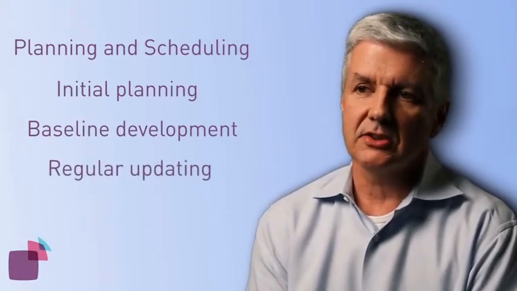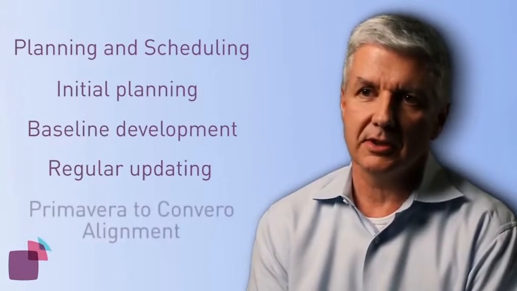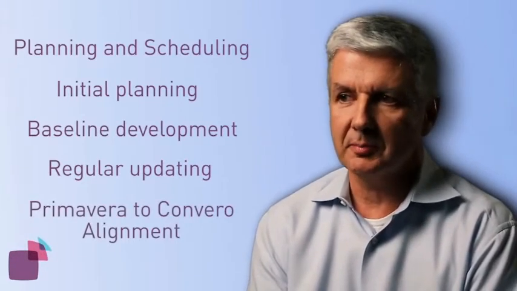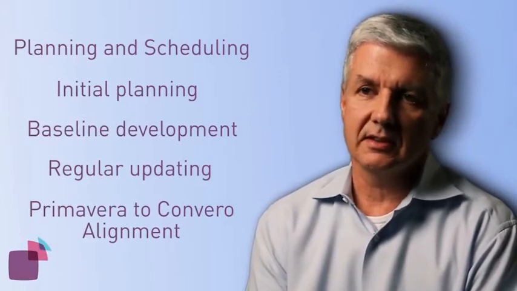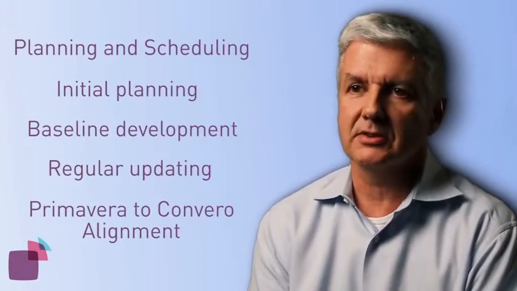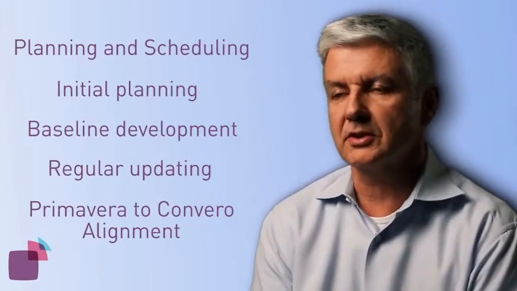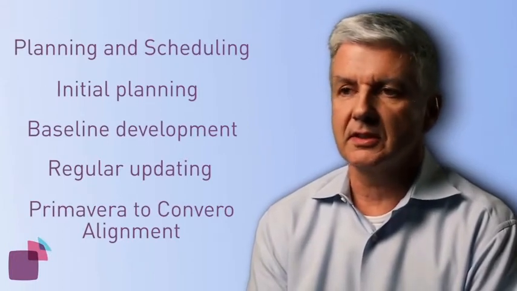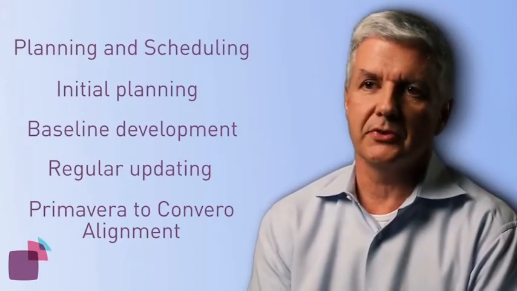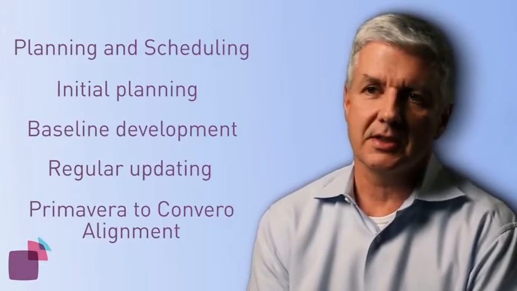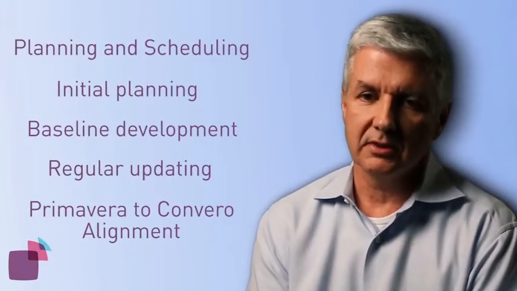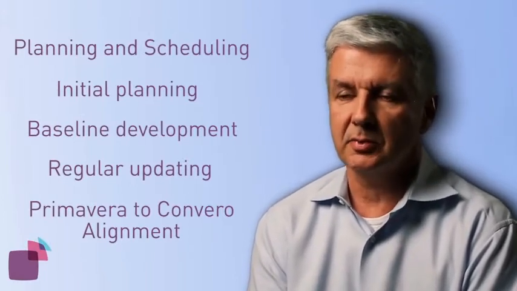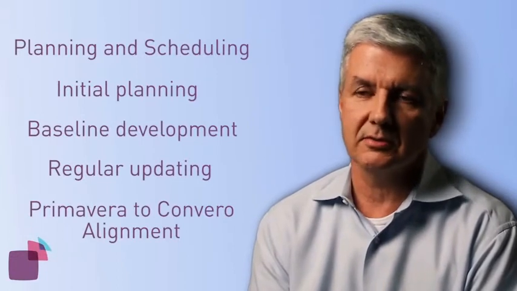Then the last topic is Primavera to Convero alignment. Important topic. Generally speaking, the level of alignment that we seek is at the EWP, or Engineering Work Package level, or the CWP, Construction Work Package level. So the idea is to set up the two tools. They're both databases by nature, so we try to set up the two tools so that the EWP and CWP level are aligned, and that allows simple exchange of data from P6 to Convero or from Convero to P6.